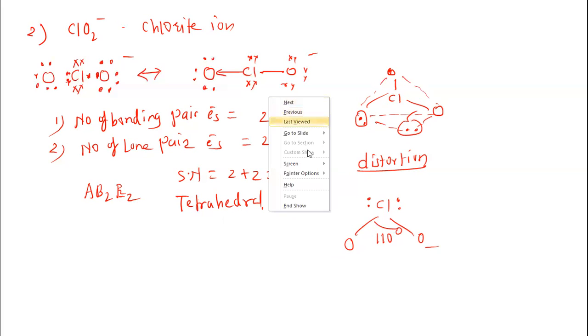Now let us take another example. Third example I would like to discuss. Remember the first two oxoanions. The first one, ClO minus, has linear geometry. The second one, ClO2 minus, has angular geometry. In both cases, the steric number is equal to 4.